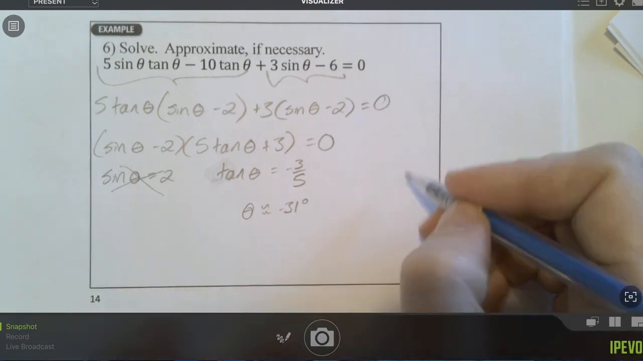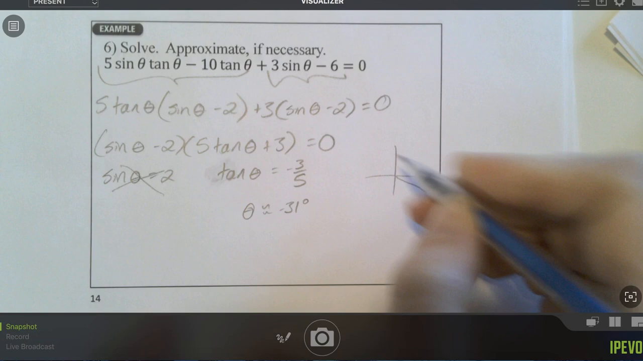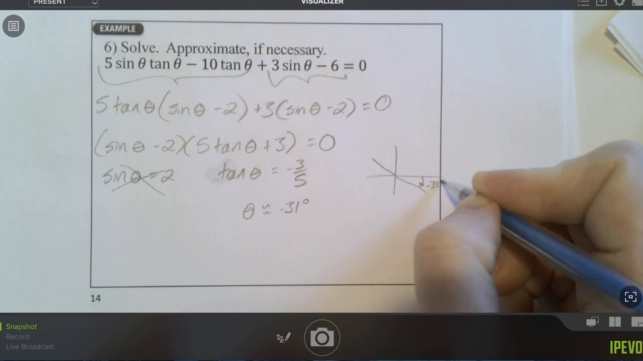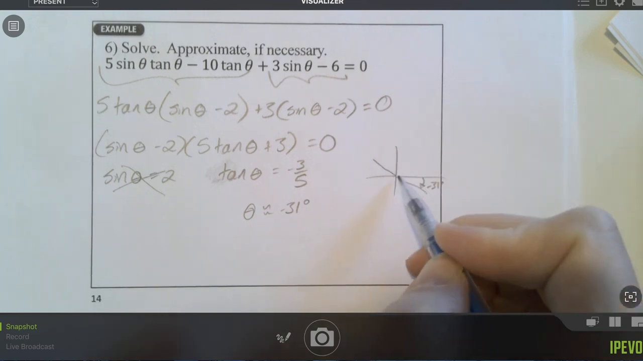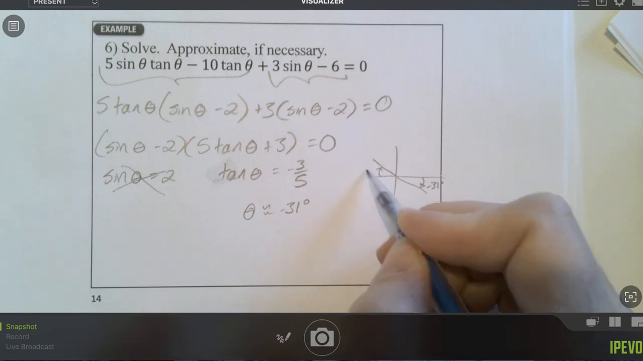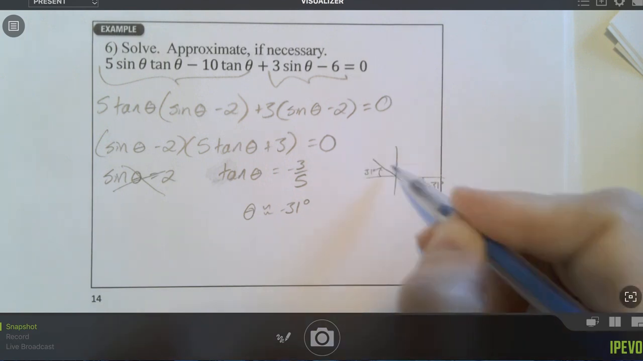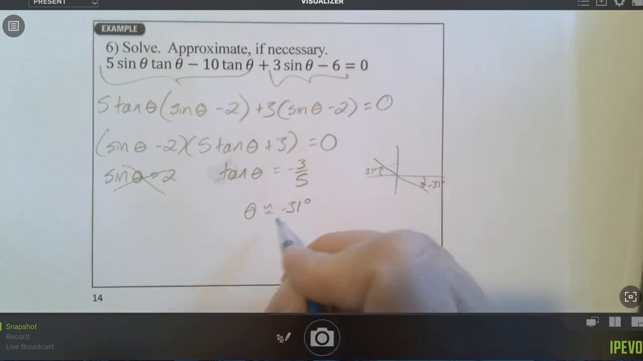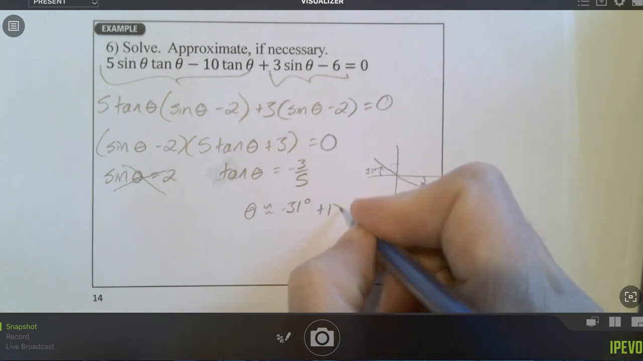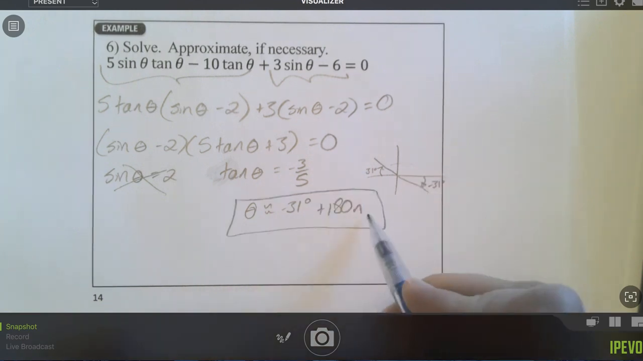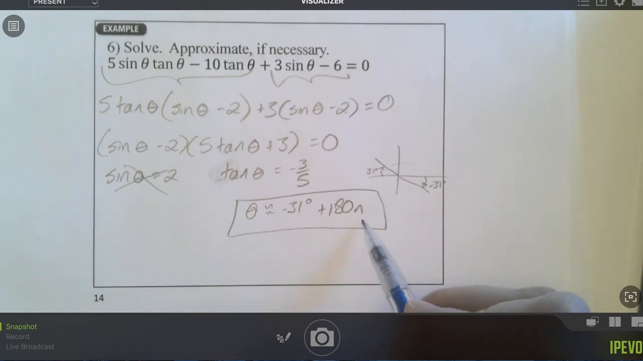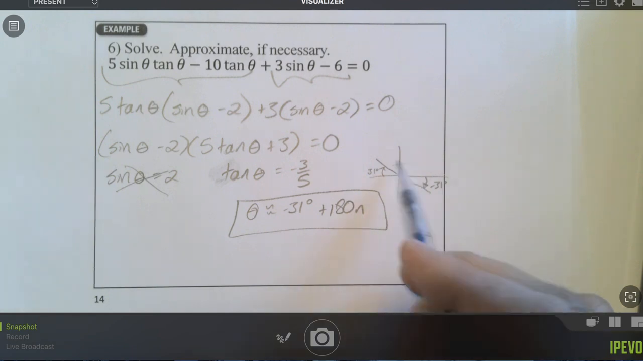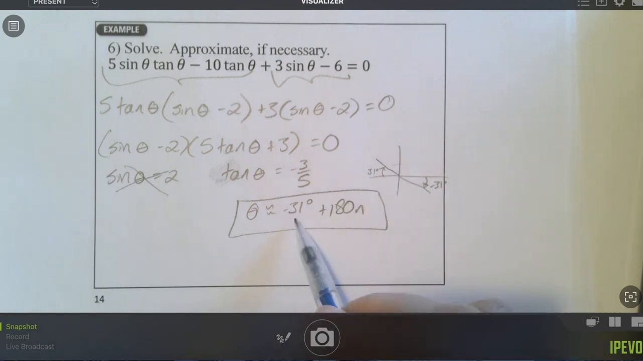So remember, tangent is negative in quadrant 4 and in quadrant 2. And we now know that this angle right here is negative 31 degrees. The other place where it would be negative would be here in quadrant 2, and then that reference angle there would be the 31 degrees. And so those angles are actually 180 degrees away from each other. So we can say then that our answer, theta, is actually negative 31 degrees plus 180n, where n would be any integer. I think I've forgotten to mention that, where n is any integer. So any integer that you plug in for n, you're going to end up in either quadrant 2 or quadrant 4, and the tangent of that angle would be -3/5.